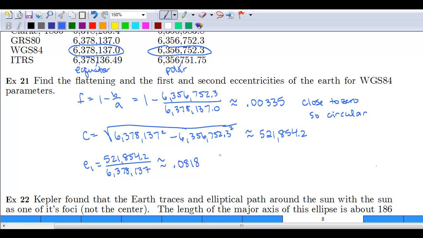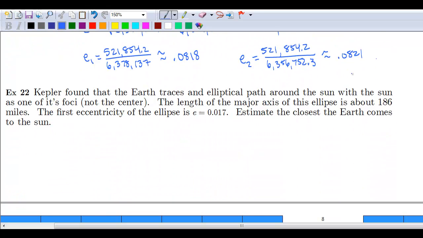So this is our vertex, this is our focus, and we can see how compared to 6 million, this is significantly smaller. So E2, if we go through and calculate, again, we take that same numerator, only this time we divide by the minor axis, so 6,378,137 over 6,356,752.3, and we come out with approximately 0.0821. Again, relatively small. We're just comparing it there so that we can talk about how close to being circular we are in this case. So we're going to look at one more example here.